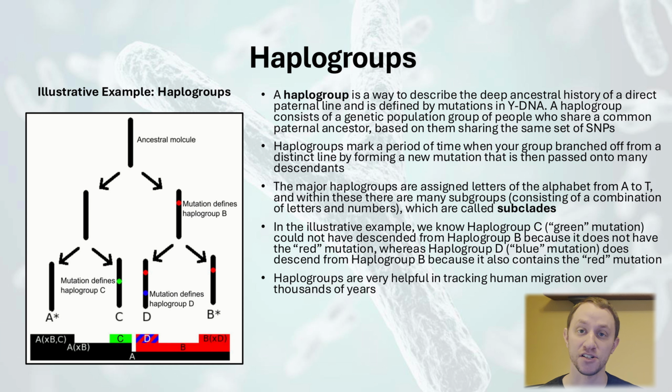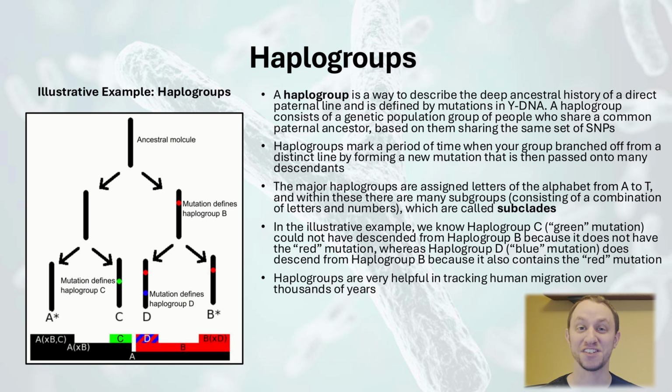Each haplogroup or branch marks a point in time where a new mutation occurred and was passed on to descendants. We can infer genetic distance based on these mutations. For instance, in the illustrative example, we can infer that haplogroup D with the red and blue mutations must be more closely related to haplogroup B, which just has the red mutation, as compared with A and C that have neither of these mutations.